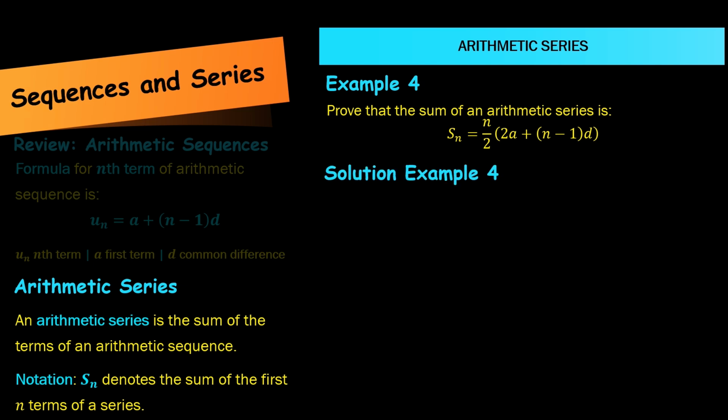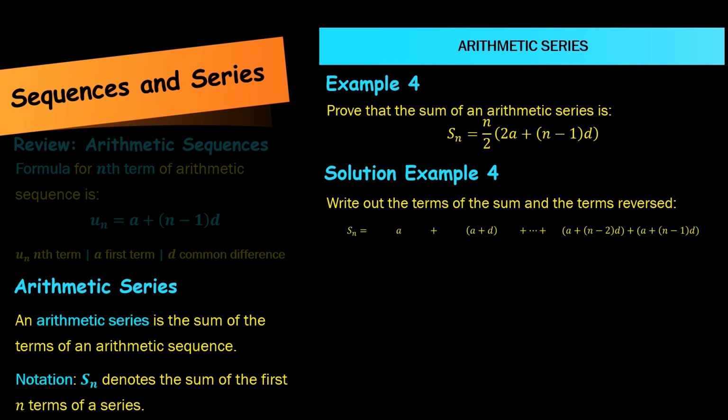So let's solve this. Again, as before, in the more specific form, we're going to write out the terms of the sum and the terms reversed as well. So S subscript n equals a plus a plus d plus all the way up to plus a plus n minus 2 times d plus a plus n minus 1 times d. And then in the reverse order. So we begin with a plus n minus 1 times d and end with the term a.